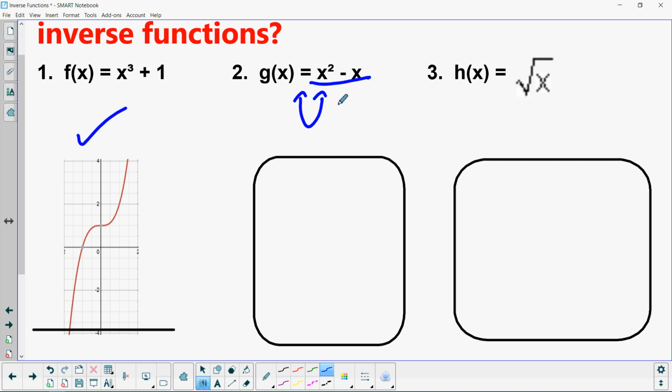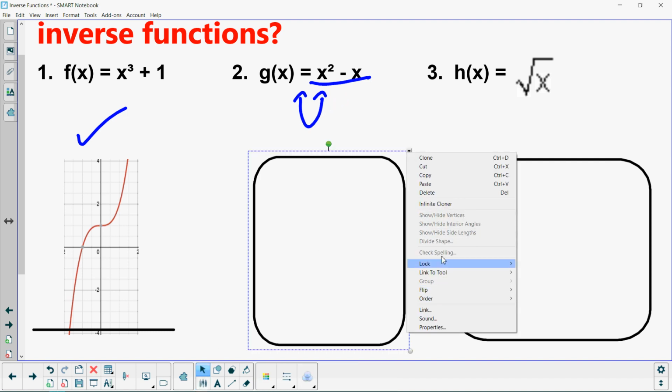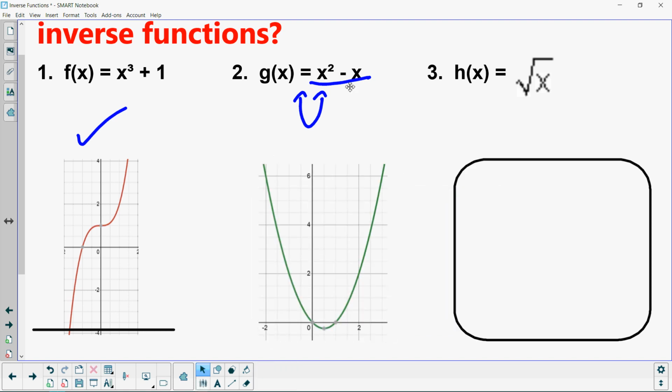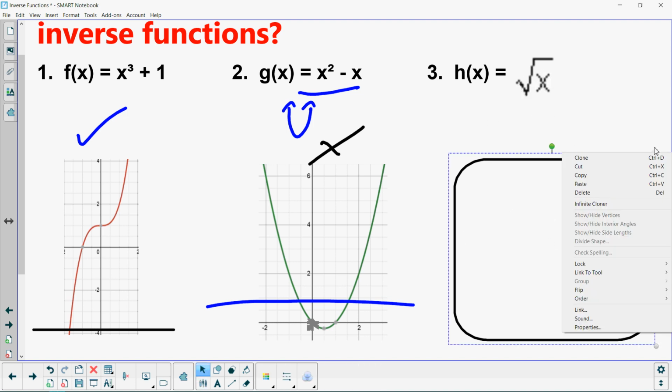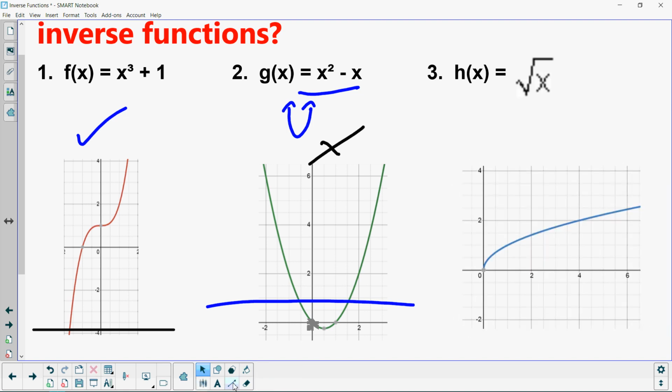So if we take our horizontal line, that's not a good one. Let's move that out of the way. If we take a horizontal line and scan this, we can see it fails the horizontal line test. So its inverse will not be a function. Okay. Last one, the square root of x. If we look at that graph, we can see that this one will pass the horizontal line test. So this thing will have an inverse that is a function.